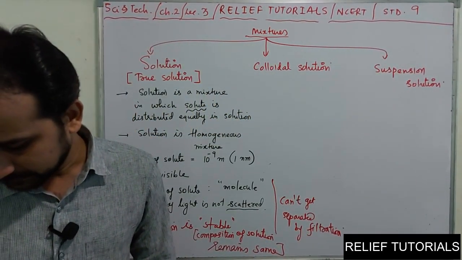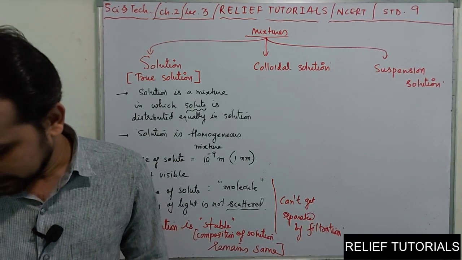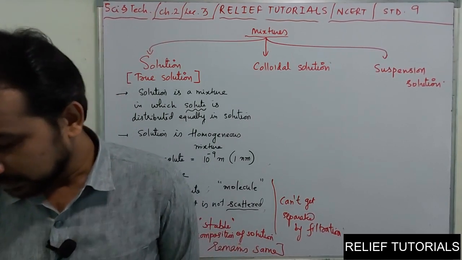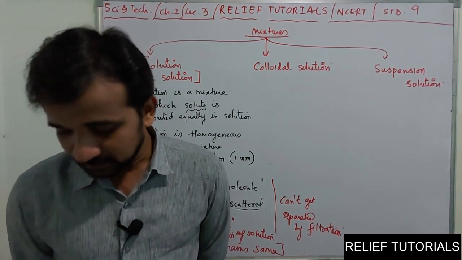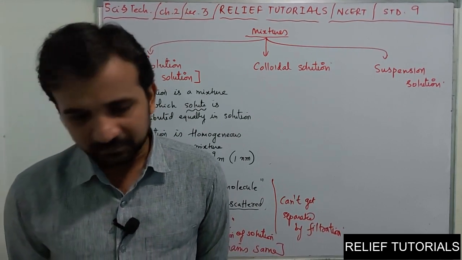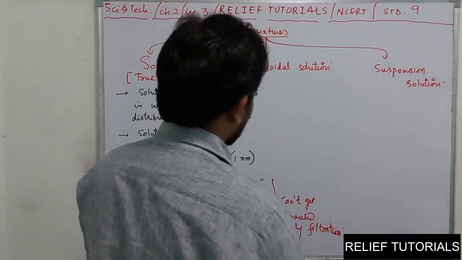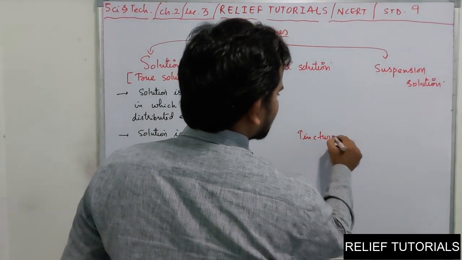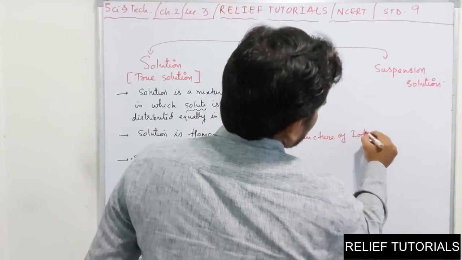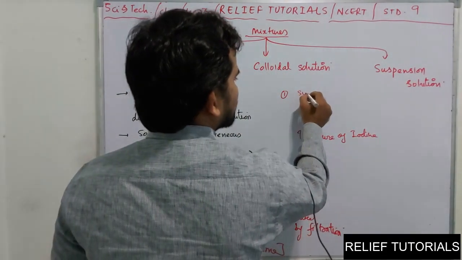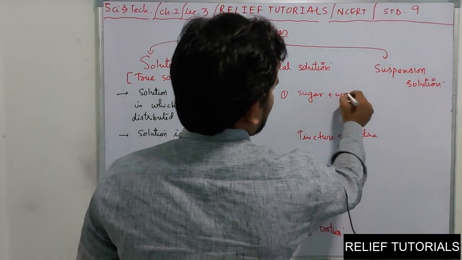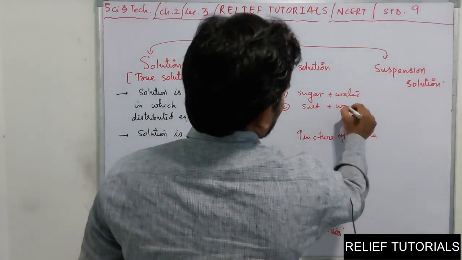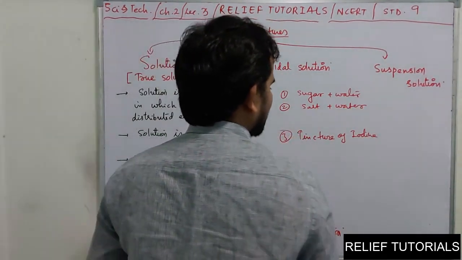Let's have some examples. I think the examples are quite easy to understand. The first one we are already discussing, that salt is dissolved in water, sugar dissolved in water. Many such examples are there. One very important example is tincture of iodine. First example, sugar plus water. Second example, salt plus water. Third example, tincture of iodine.